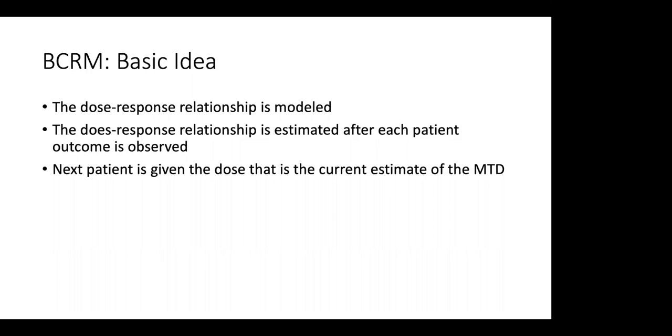So here is the basic idea of the BCRM. First, the most important characteristic of the BCRM is that the dose response relationship is modeled. So we have a model, a dose response curve function, to model the dose response relationship. And then the dose response relationship is estimated after each patient outcome is observed. So that's why it's continuous.